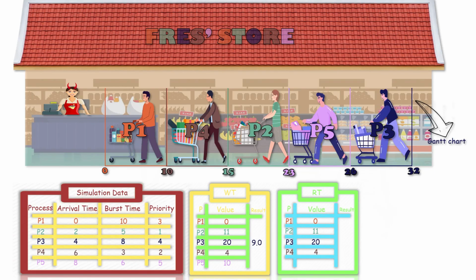In process 4, it starts with 10, and the response time is calculated by start time, which is 10, minus arrival time, which is 6, and we get the result 4. Put the result in the data, and let's find process 5 value.